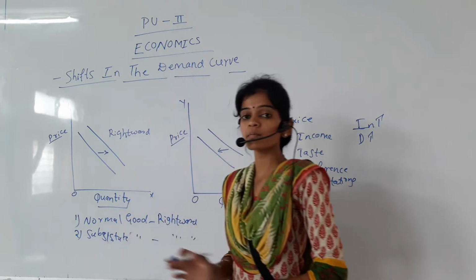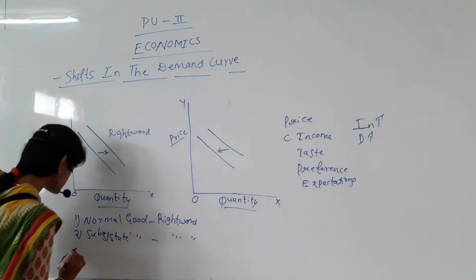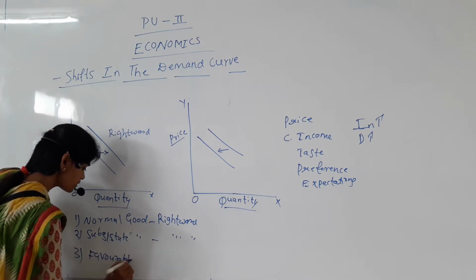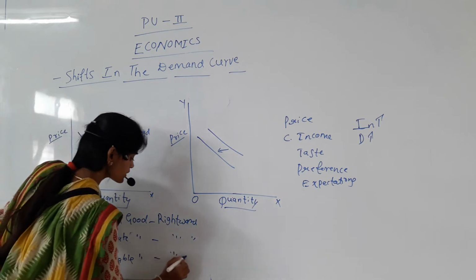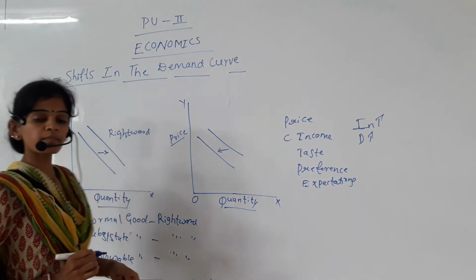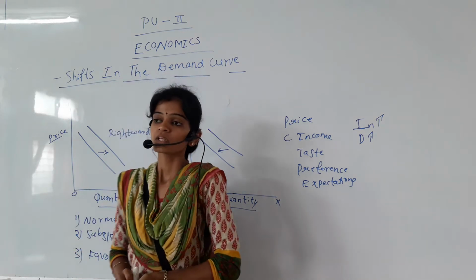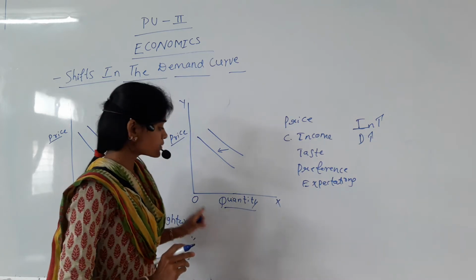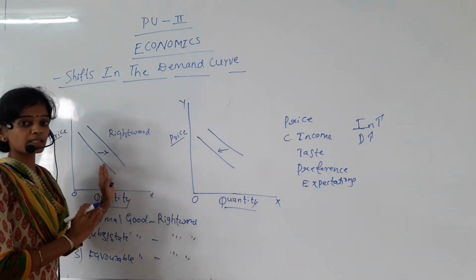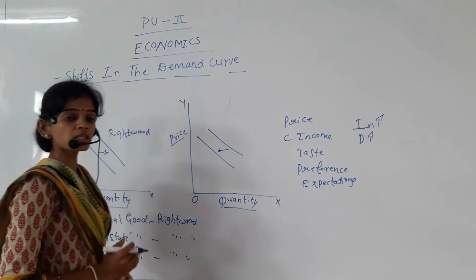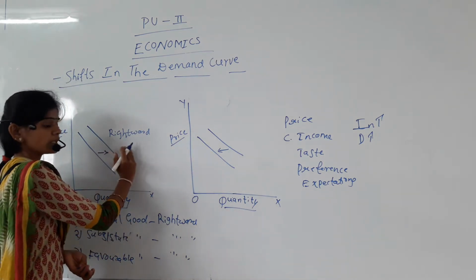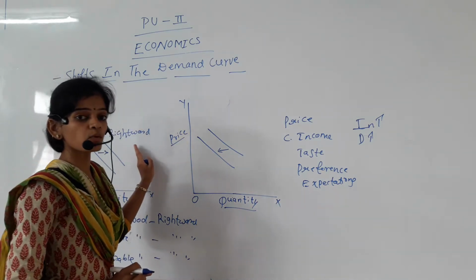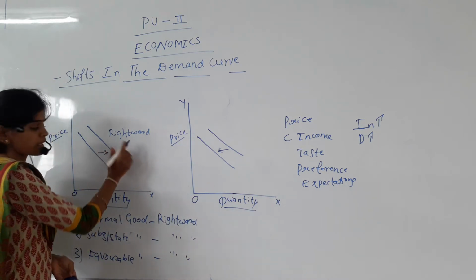Like that, favorable goods. In the case of favorable goods, the demand curve also shifts to the rightward. For example, ice cream: in the summer season we want to eat more ice cream, so the demand for ice cream increases and the demand curve shifts to the rightward. So for normal goods, substitute goods and favorable goods, the demand curve shifts to the rightward.